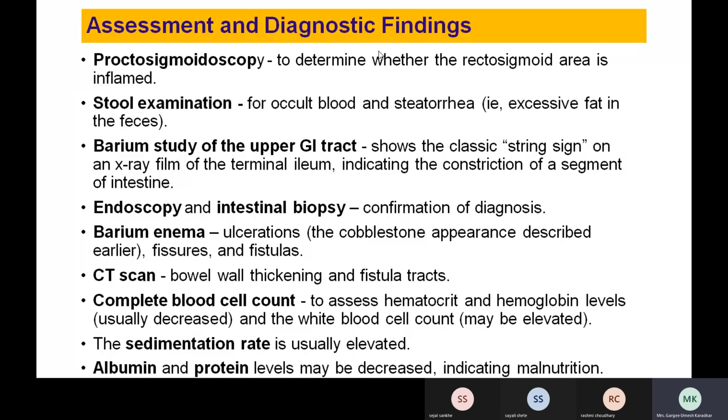Secondly, the patient may undergo stool examination for occult blood and steatorrhea, that is excessive fat in the feces, which can be detected. Then barium study of the upper GI tract shows the classic string sign on an X-ray film of the terminal ileum, indicating that there is a constriction in the segment of the intestine. I'll show you what the string sign is. Okay, I think the next slide will be on.